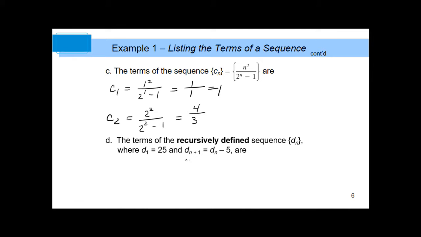And so now we do have a formula, but the formula relies on the next term, d sub n plus 1, being determined by the previous term, d sub n. For example, if we wanted d sub 2, that's d sub 1 plus 1, we would need to take d sub 1 and subtract 5 from it. So d sub 2 is actually just 25 minus 5.